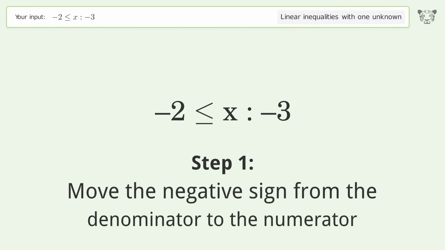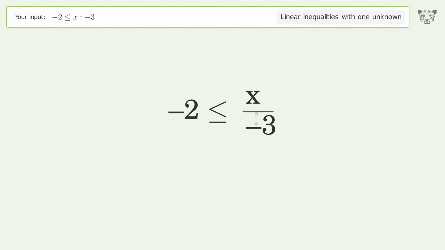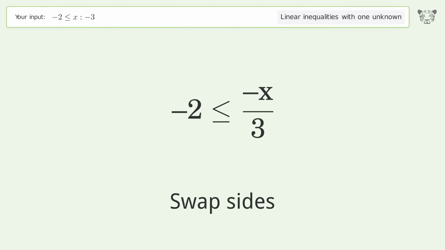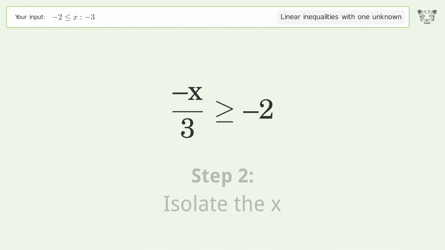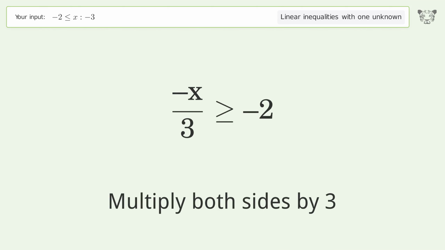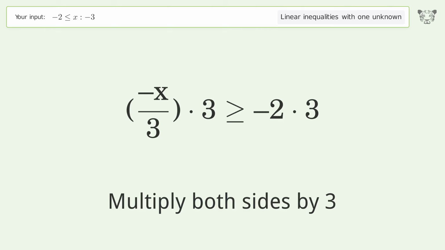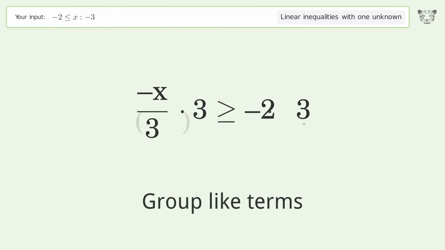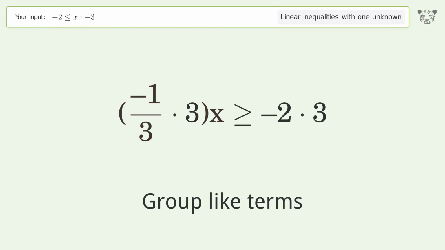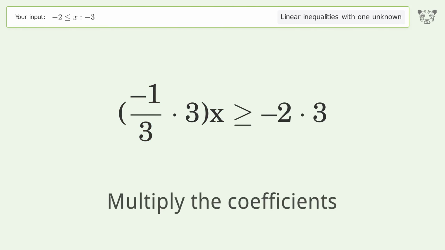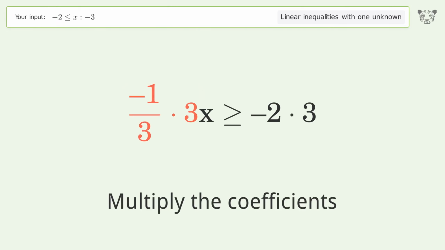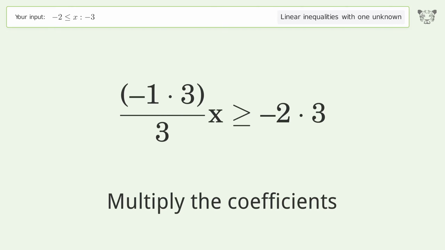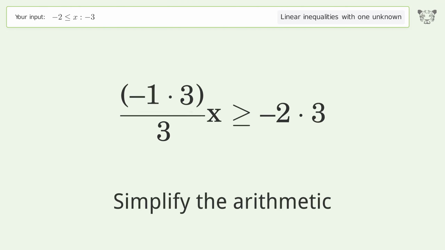Move the negative sign from the denominator to the numerator. Swap sides. Isolate the x. Multiply both sides by 3. Group like terms. Multiply the coefficients. Simplify the arithmetic.